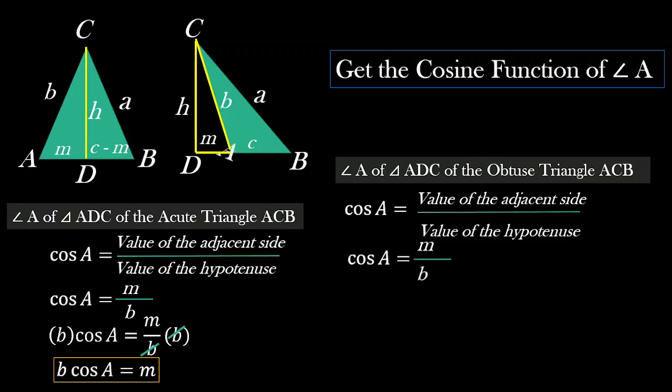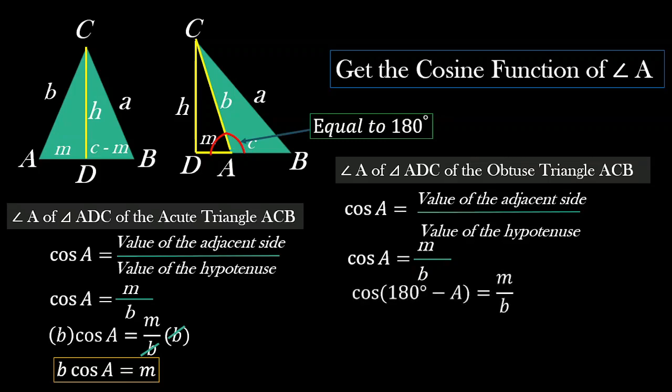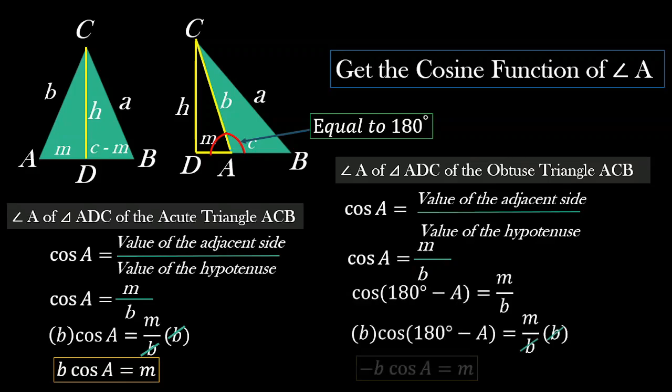Analyzing the angle A of the obtuse triangle ACB, it consists of two angles with the same vertex. Adding them is equal to 180 degrees. To get the value of the angle A of the right triangle ADC, we have to subtract the value of the angle A from 180 degrees. So, our new equation is cosine of 180 degrees minus A is equal to m, all over b. Multiply b to both sides of the equation. Now we have negative b times cosine A is equal to m.